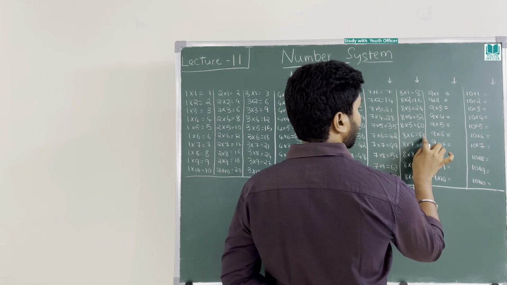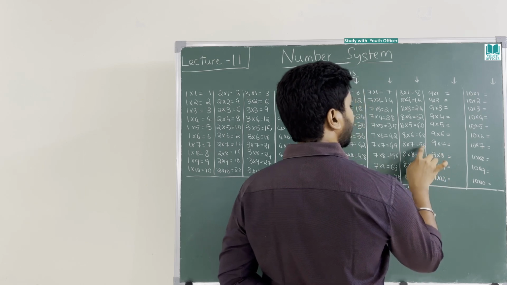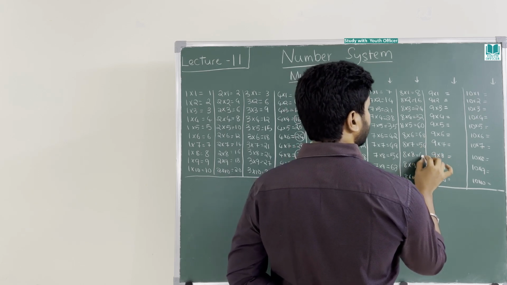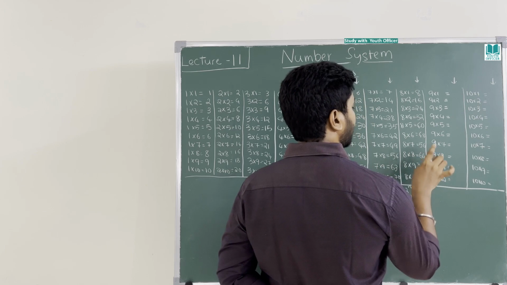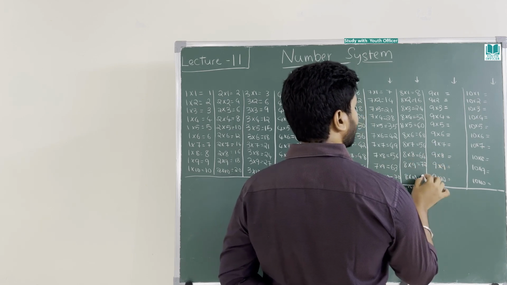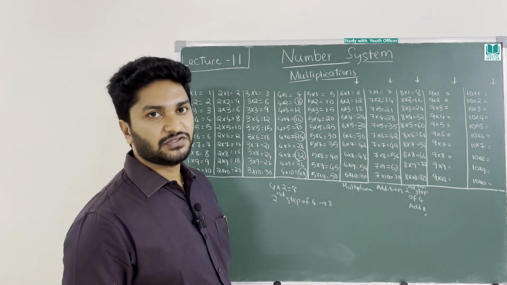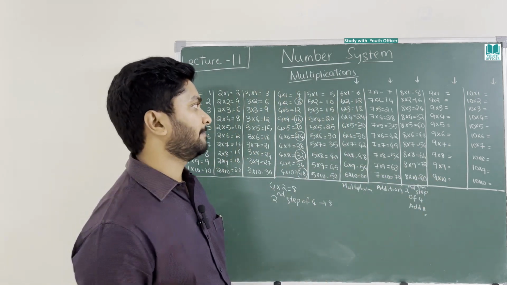Again add 8 to this, 56. Again add 8 to this, how much is that, 64. Again add 8 to this, 72. Then again add 8 to this, 80. So far so good? Very good.